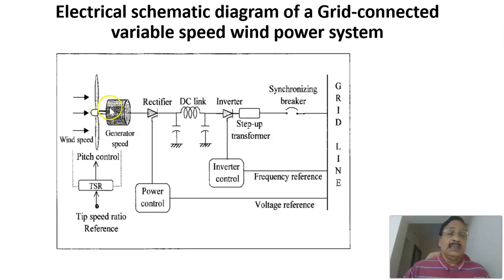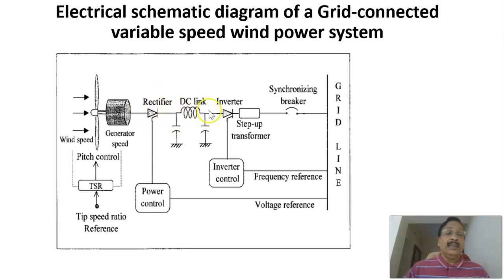Here you will be getting an AC output voltage whose voltage magnitude and frequency may be changing. Therefore, we have to convert this variable voltage and variable frequency into a fixed voltage and fixed frequency. So first we require a rectifier. The rectifier rectifies the variable voltage, variable frequency signal into a DC quantity. It's a unidirectional quantity that is produced by a rectifier.